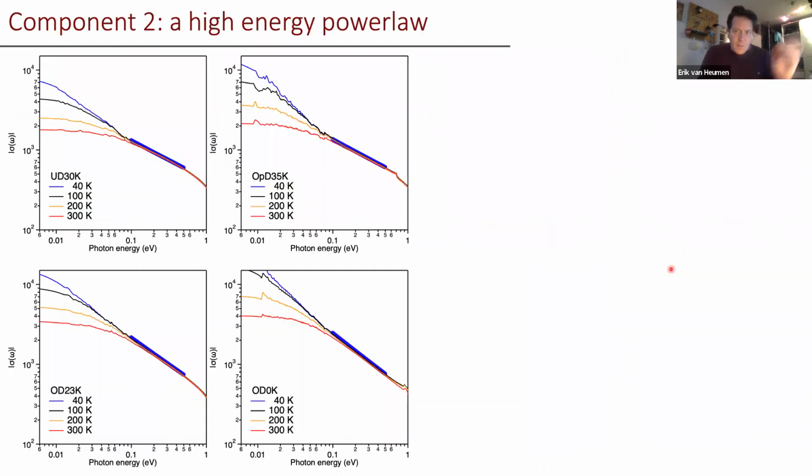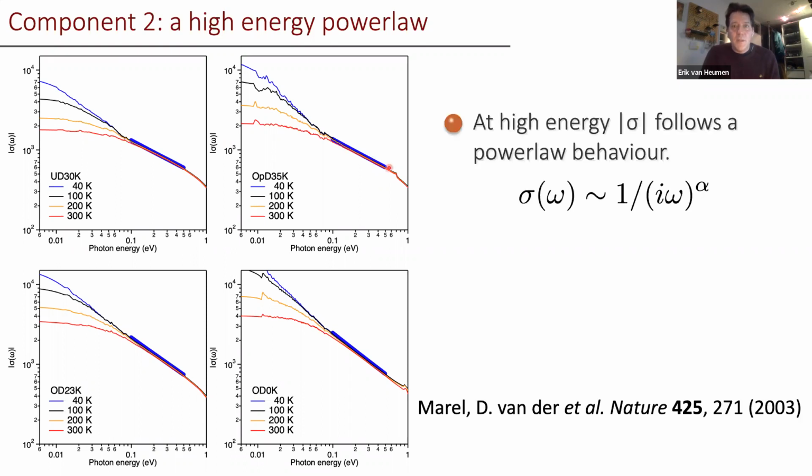So that's the low energy response, that's Drude. And then the high energy response has a different frequency dependence, as I said. By plotting the absolute value of the conductivity, you can extract the frequency dependence of this. And you should find then some exponent alpha. And you can sort of read that off here.